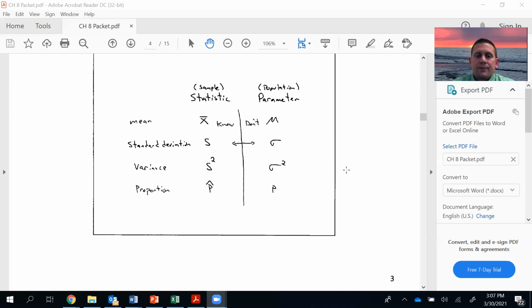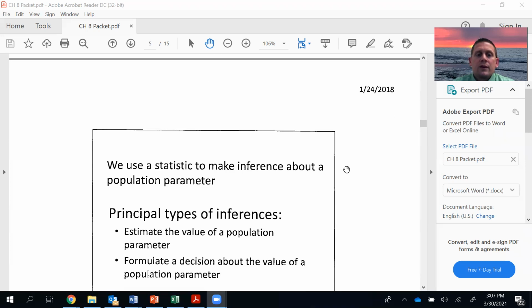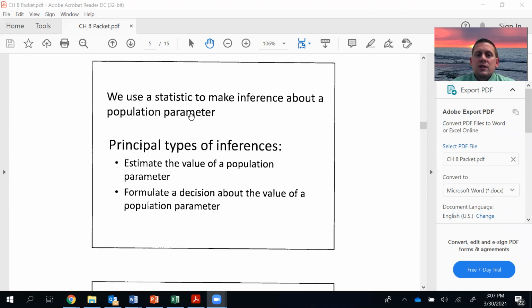Same thing in math. Okay, so that's one of the things we create. So we use a statistic to make inference about a population parameter. So why don't we just forget about statistics and just analyze the population of everything? Because we don't have the time and the money to collect the data on the population. And sometimes even if we did have the time and the money, it's very inaccurate or it's constantly changing.